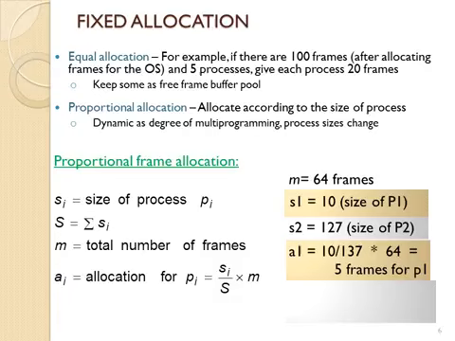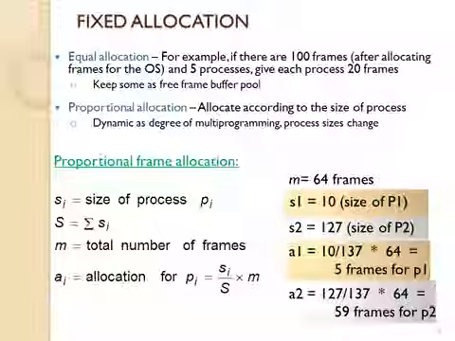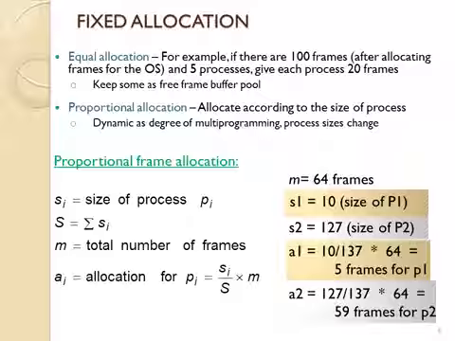this can apply to certainly more than 2 processes, and multiply it times the number of frames available, which is 64, would mean out of those 64 frames you would give 5 to P1 because it's much smaller, and you would give 59 to P2 because P2 is certainly much larger. So that's one way in which the frames can be allocated per process, and that would be a local frame allocation. And so when page replacement is going to happen, the process would then choose from its own pages which to replace.